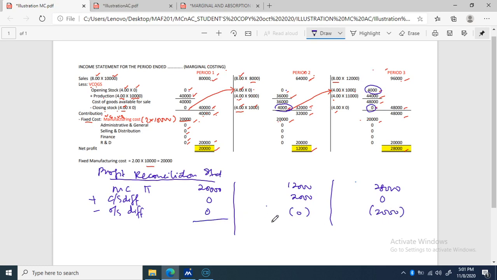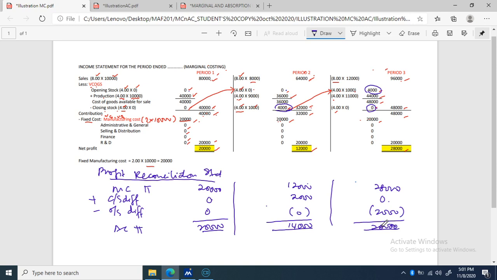Now we get the profit. This is the profit for absorption costing. 20 plus 0 minus 0 is 20,000. 12 plus 2, 14, minus 0 is 14,000. 28 plus 0 minus 2 is 26,000.